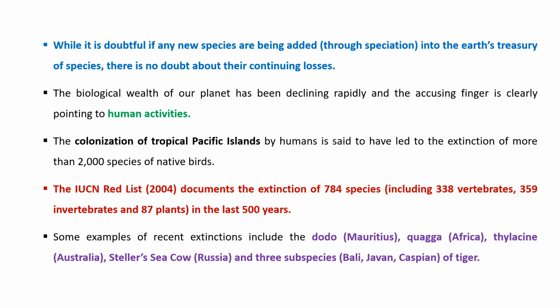So as we know, if we are adding a new species through the speciation process, speciation means the addition or formation of new species on the earth, then we are also continuously losing a species from the earth. अगर हम एक स्पीशीज को ऐड कर रहे हैं तो हम एक स्पीशीज को कंटिन्यूअसली लॉस भी कर रहे हैं. सो दिस इज ए साइकिल, दिस इज ए कंटिन्यूअस प्रोसेस.